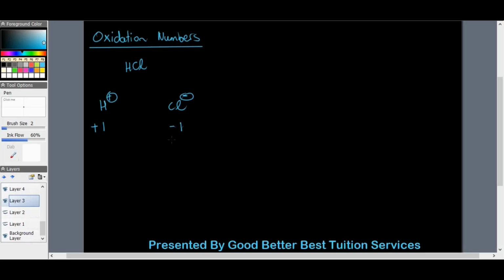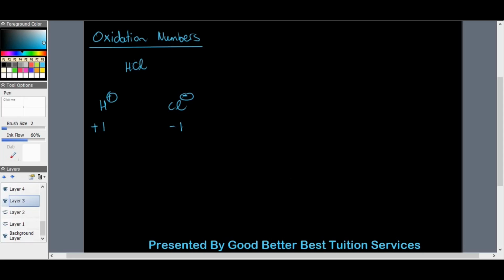Okay, so an oxidation number, the oxidation state of an atom in a molecule, remember these are both atoms, is the charge it would have if the electrons in each of the bonds belonged to the more electronegative element. Okay, so hydrogen belongs to the more positive, while chlorine belongs to the more negative, indicated by the charge of the ions. It's indicated by the plus and the negative.